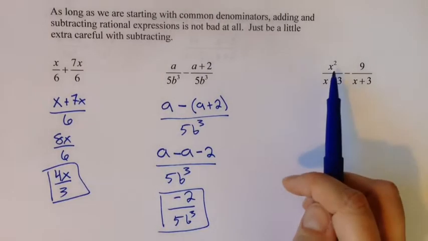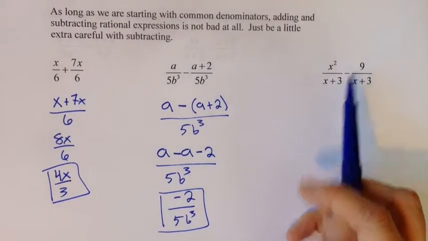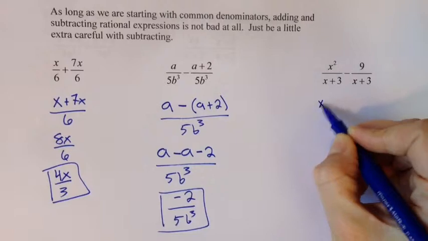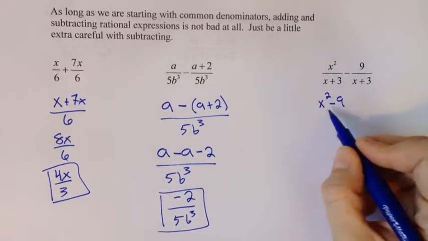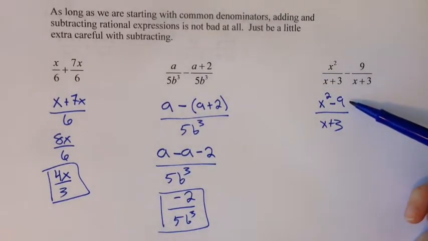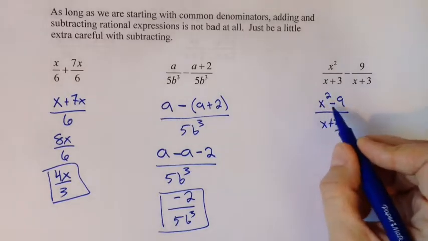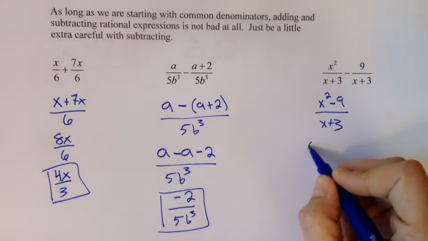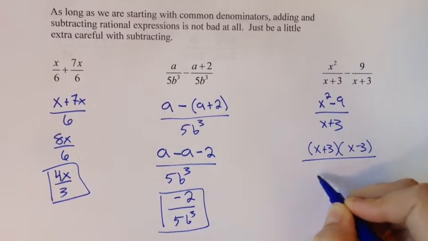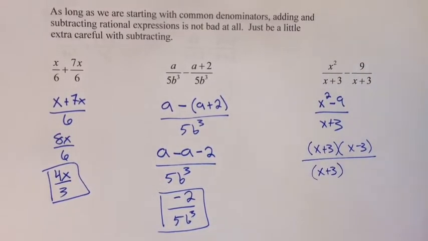Next up, I've got x squared over x plus 3 minus 9 over x plus 3. Again, same thing in the denominators, so we're ready to do the subtraction. It ends up being x squared minus 9 on top and x plus 3 on the bottom. It doesn't immediately look like this has anything in common, but notice that we can factor the numerator. X squared minus 9 is a difference of squares, so this factors as x plus 3, x minus 3, all over x plus 3. Do you see now that we can cancel an x plus 3 from top and bottom?